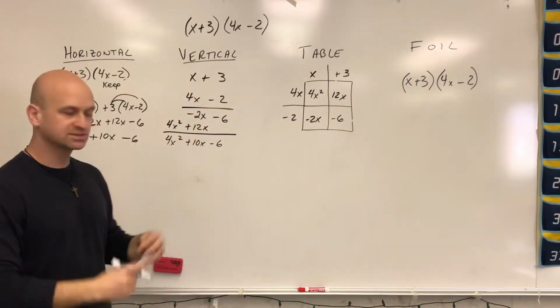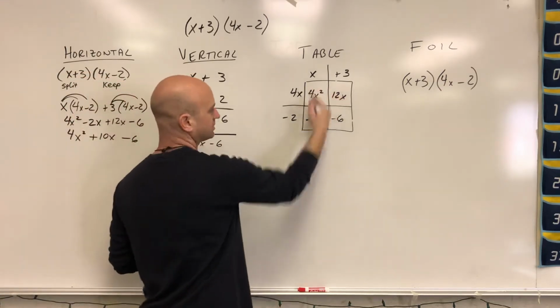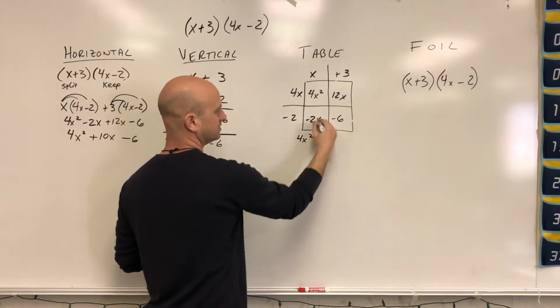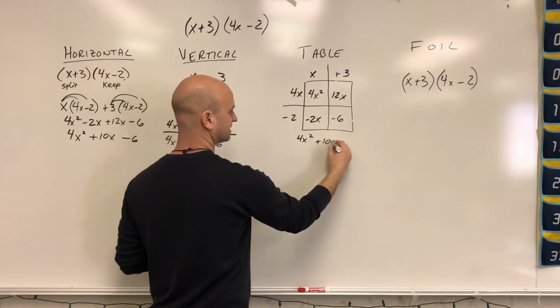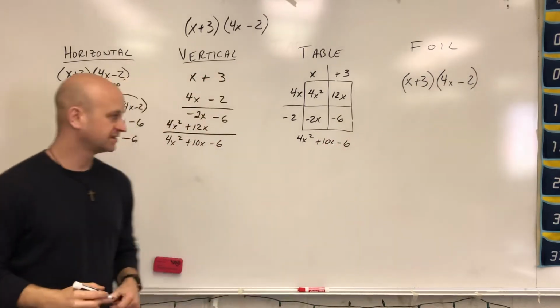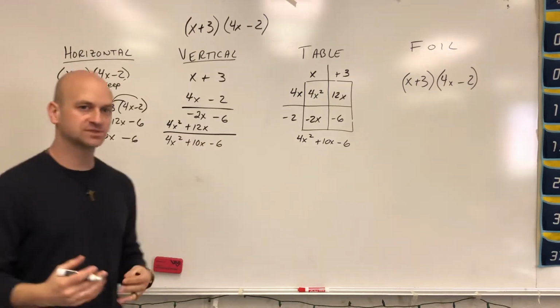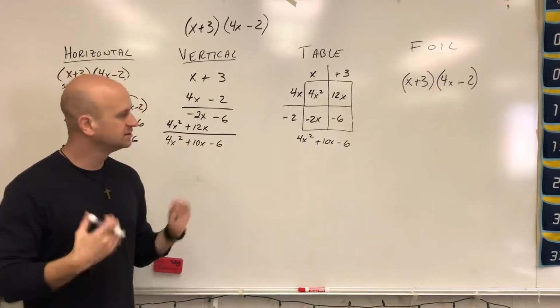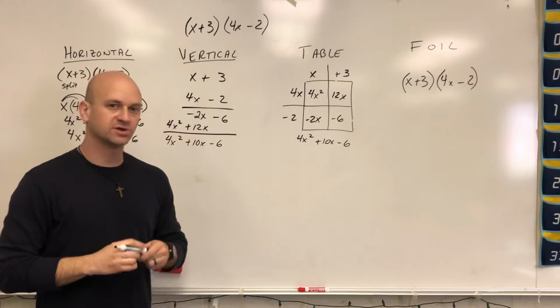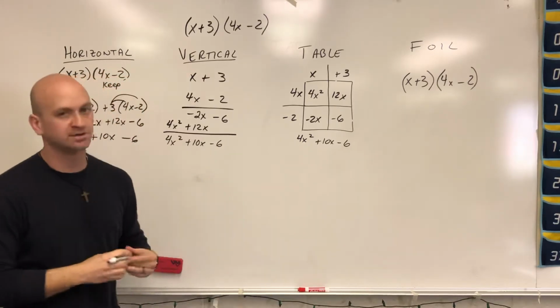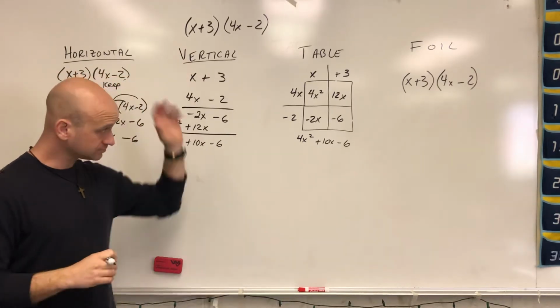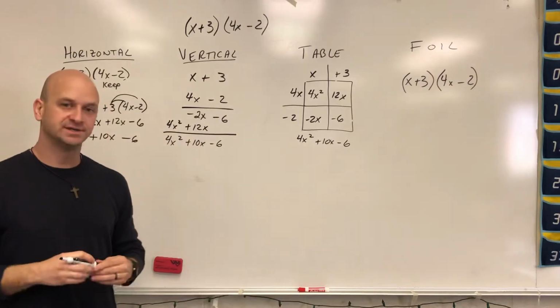Now within our box, we're going to combine like terms. So here I have 4x squared. Here I have positive 10x. And then here I get negative 6. So these are 3 ways that work. They're not the most common, but you do use them a lot more later on in various math skills. Now, the most famous of them all is FOIL.